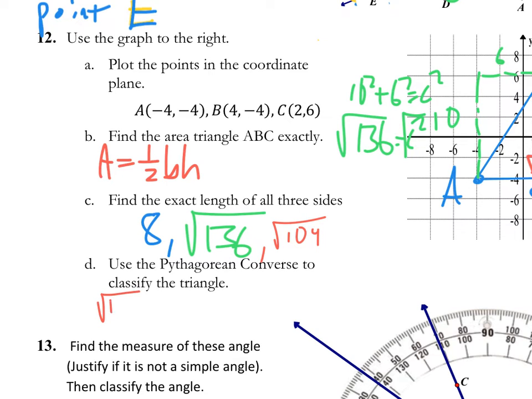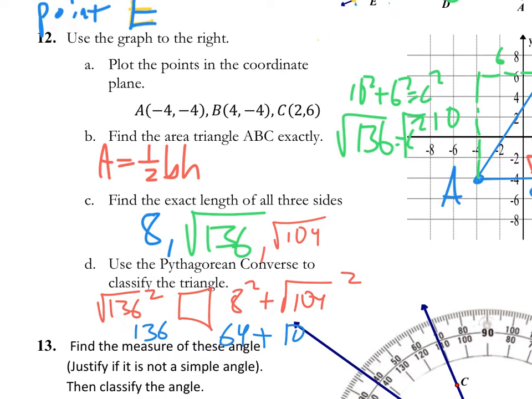So c squared, we're going to find out if that is equal to, less than, or greater than 8 squared plus the square root of 104 squared. So when you square a square root, it just cancels out the radical, right? So we have 64 plus 104. So that ends up with 168 on the right, so that's greater. So the c squared is less than, and when the c squared is less than the a squared plus b squared, this is an acute triangle. Okay? So we've proven that yes, it is an acute triangle.